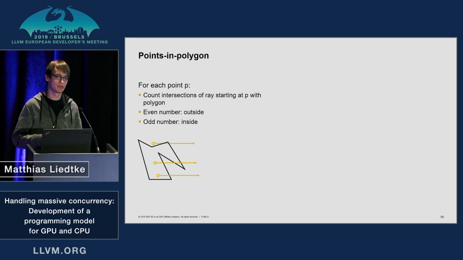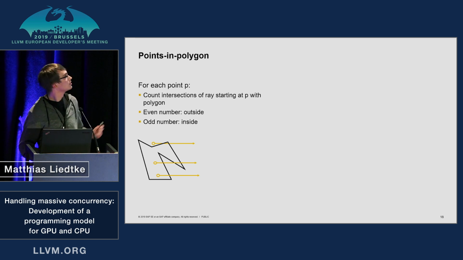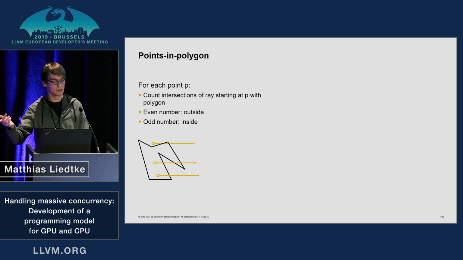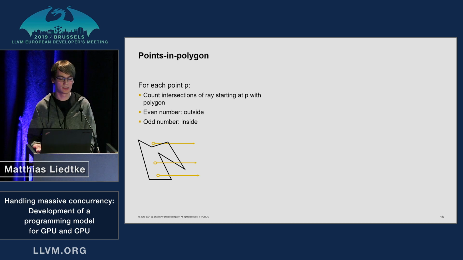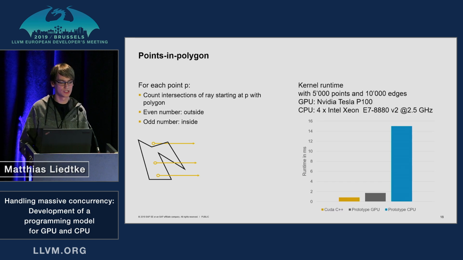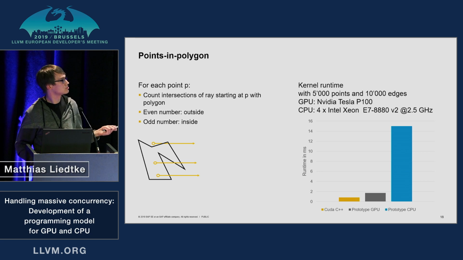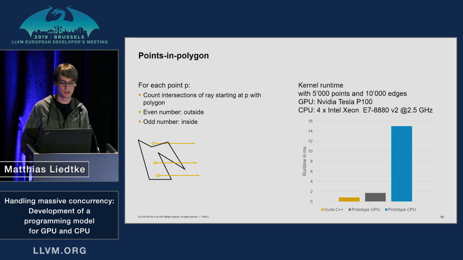And there's a parallel algorithm for it, so you can see these rays. You can use the point, draw a ray, and if this ray crosses the edges an even number of times, you know, okay, it's outside of the polygon. If it's an odd number, it's inside. Basically we use that to implement the points and polygon algorithm, and this is the performance we achieved. We have an implementation in CUDA C++, which we would call the native way of solving it, and then we compare it to our prototype.